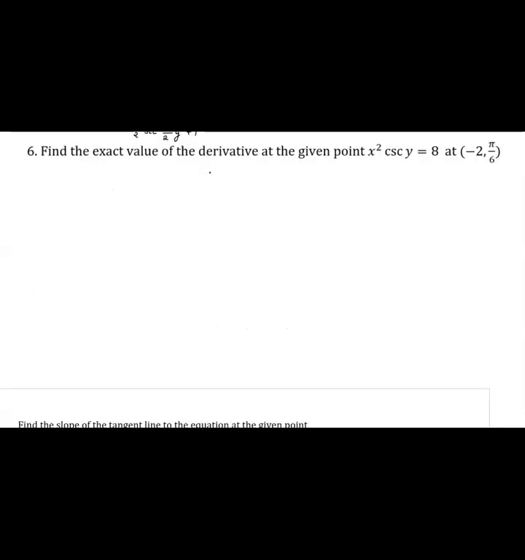In our next example, we want to find the exact value of the derivative at the given point. So we're given an equation that is not defined explicitly, that is defined implicitly, and then we are given an x value and a y value, a point. So we need to find dy dx, and then we need to plug in x is -2 and y is pi over 6. Okay, so first, to find dy dx, we're going to have to use implicit differentiation.